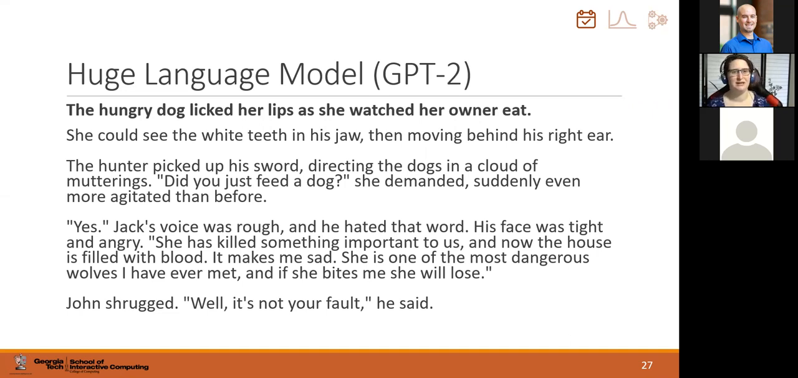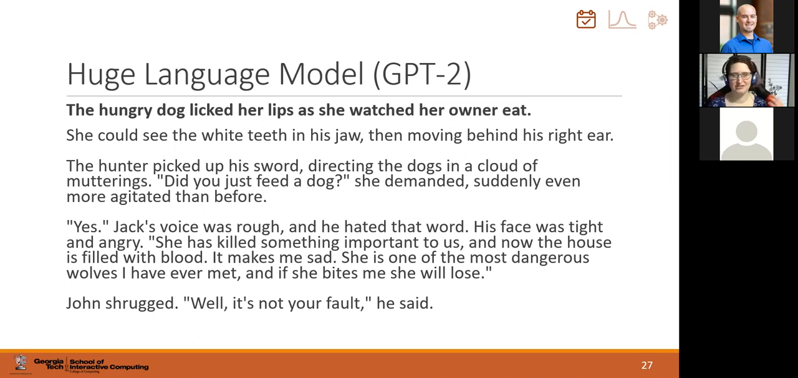She could see the white teeth in his jaw, then moving behind his right ear. The hunter picked up his sword, directing the dogs in a cloud of mutterings. Did you just feed a dog? She demanded, suddenly even more agitated than before. Yes. Jack's voice was rough, and he hated that word. His face was tight and angry. She has killed something important to us, and now the house is filled with blood. It makes me sad. She is one of the most dangerous wolves I've ever met, and if she bites me, she will lose. John shrugged. Well, it's not your fault, he said.